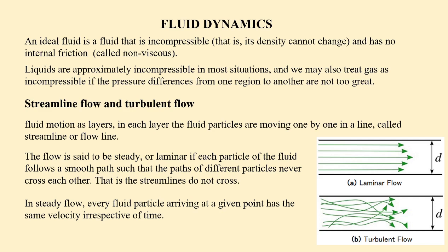Our body is also mainly constituted of water. So what is an ideal fluid? An ideal fluid is a fluid which is incompressible and non-viscous. Incompressible means we cannot compress it. That means its density cannot change. The density is uniform at every point in the fluid. And non-viscous means there is no internal friction inside the fluid.